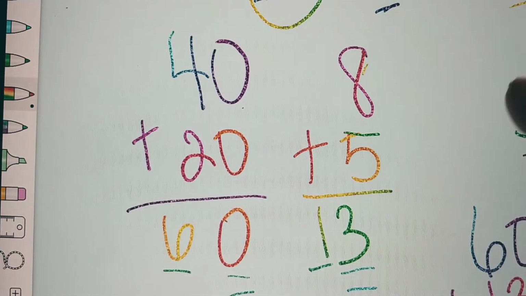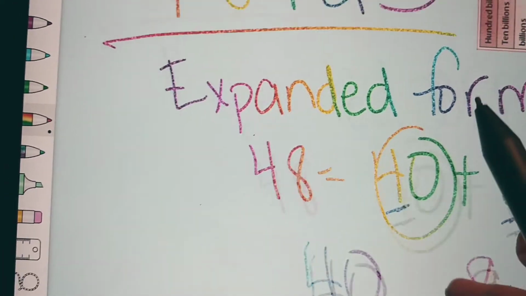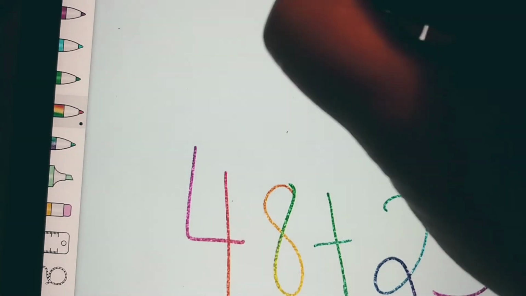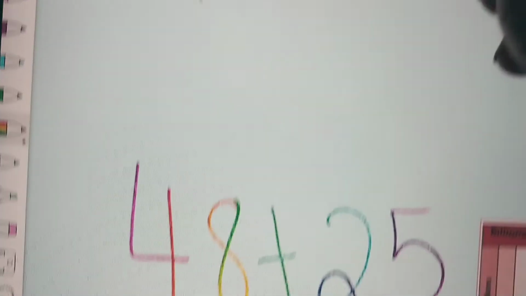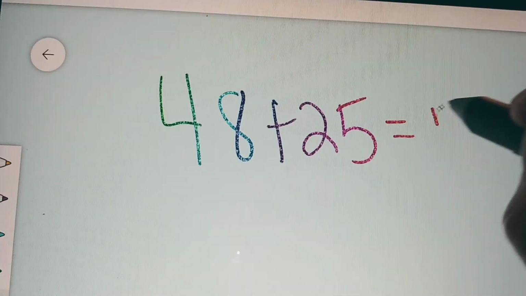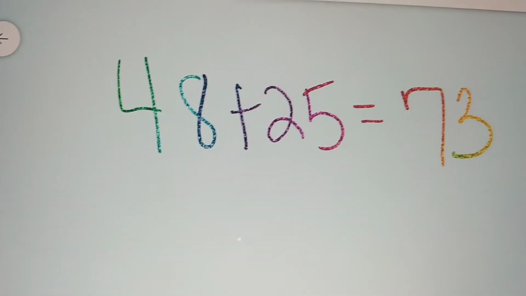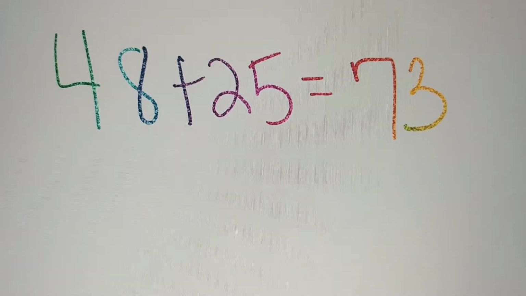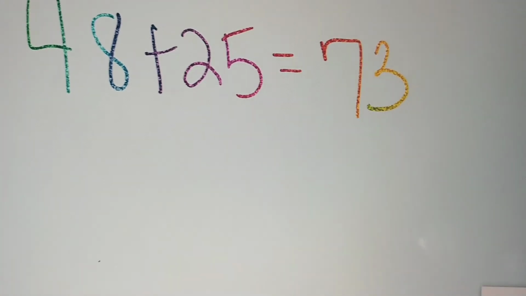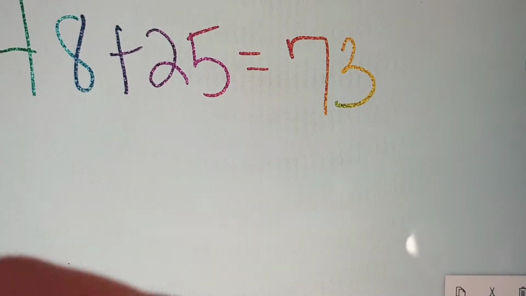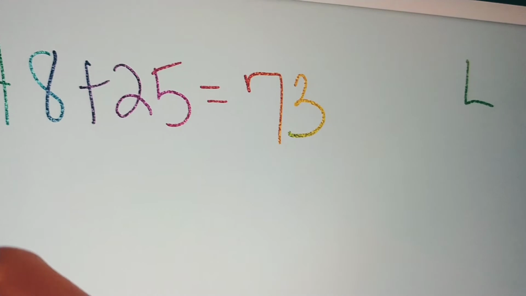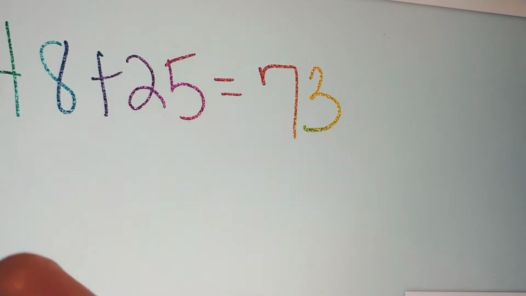So let me go back up to here. 48 plus 25, we said was 73. I'm going to put this up here. Okay, that was one way, doing it with the place value. The other way is like this. And what I'm going to do is I'm going to get rid of that, and I'm going to get rid of that. I'm going to change to, hold on. One more time. Okay.